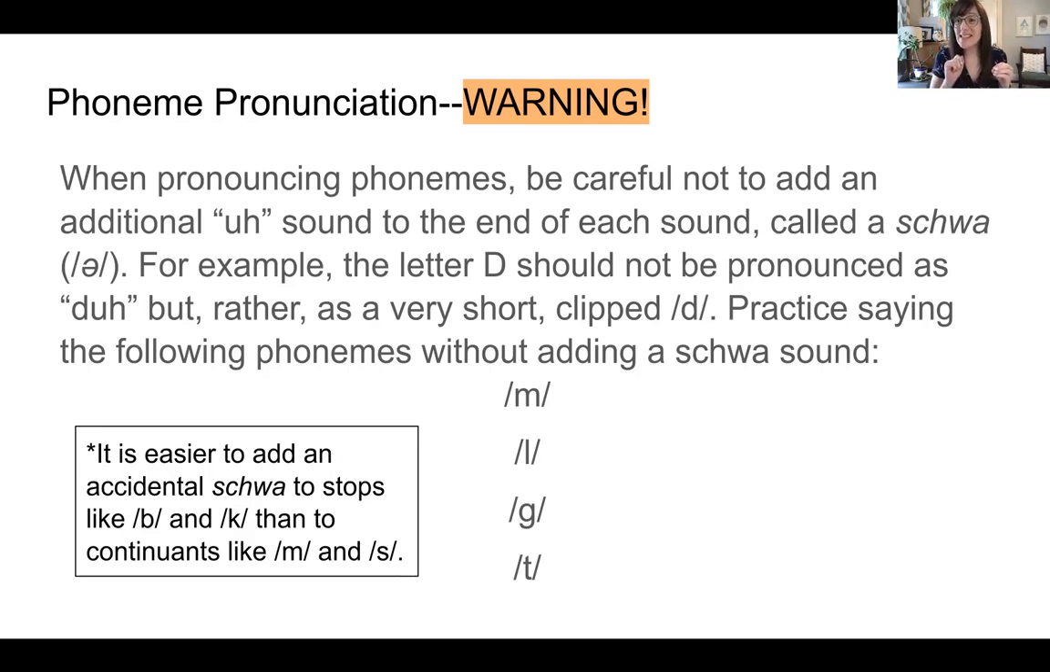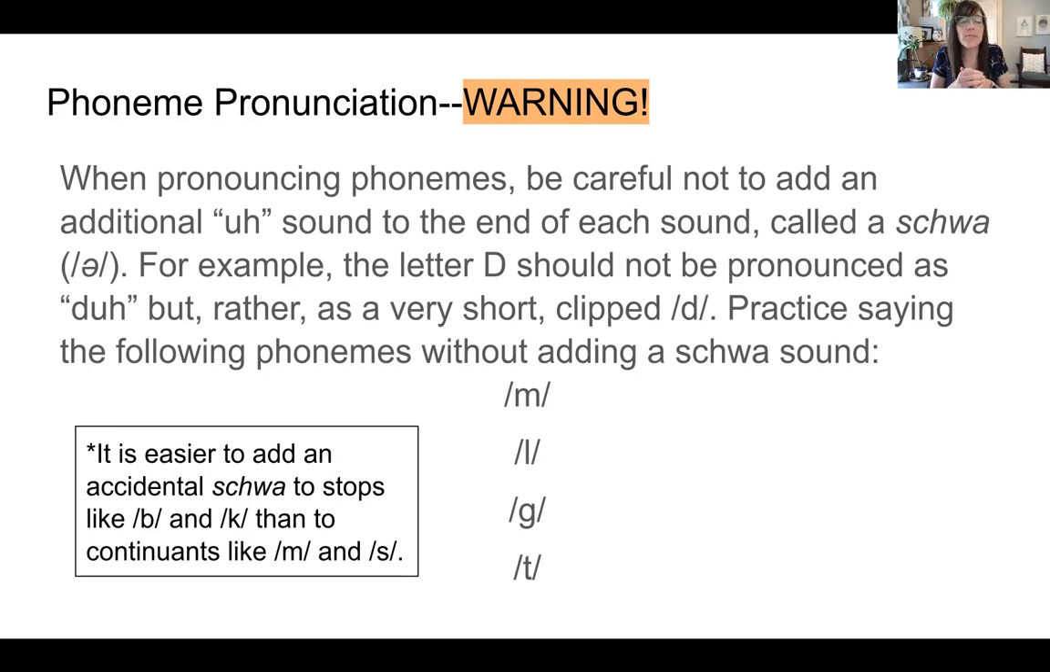The next one is T, and it's not ta, ta, ta. That's going into the next sound. That's not there. It's t, t, and T is unvoiced. The box just is a reminder. It says it's easier to add an accidental schwa sound to letters that are called stop sounds, or phonemes that are called stop sounds. And you could hear, like in G, G is a stop sound, g, g. You kind of have to add that schwa in order to say it.